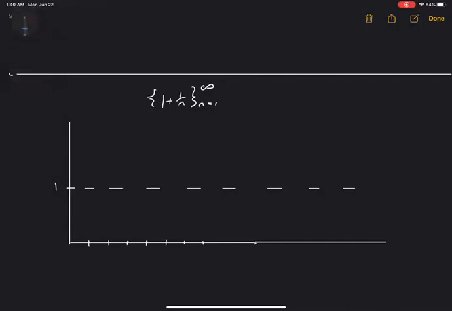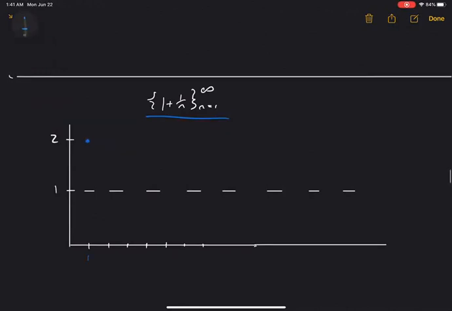Let's consider this sequence here, 1 plus 1 over n. Okay. Well, what does our sequence look like? Well, my first term would actually be 2, right? So let's put 2 up here. First term would be 2.